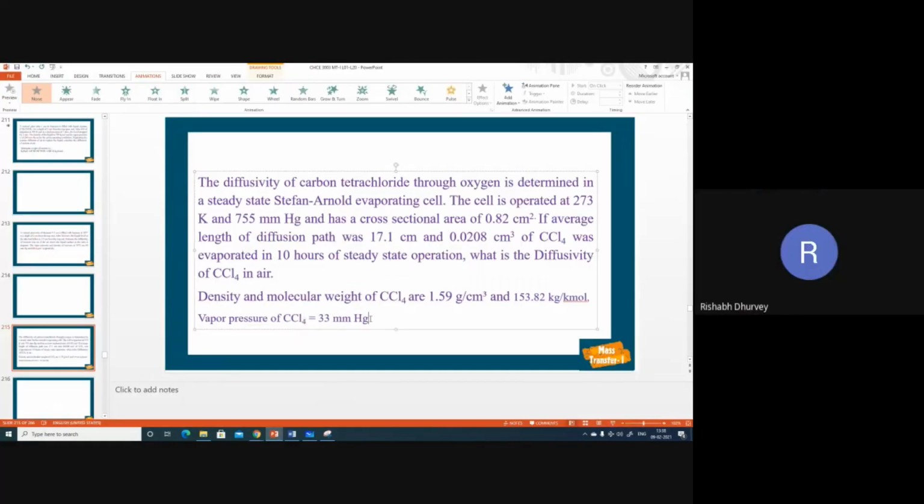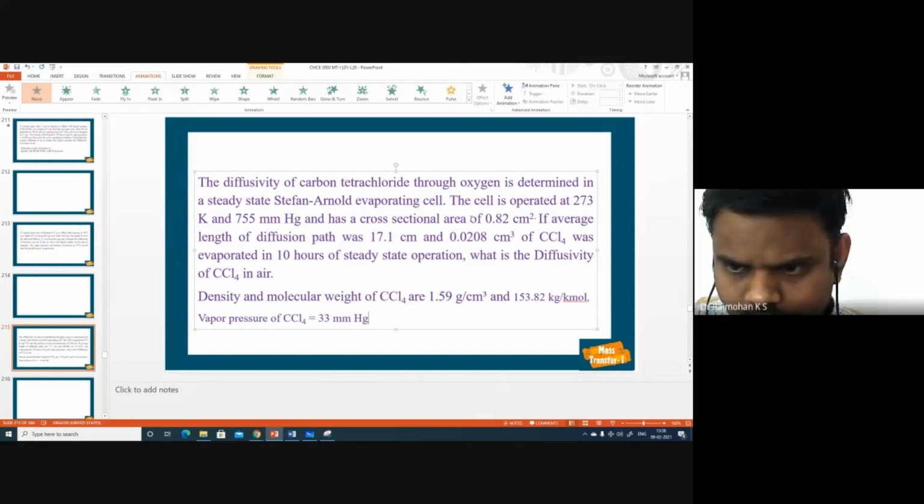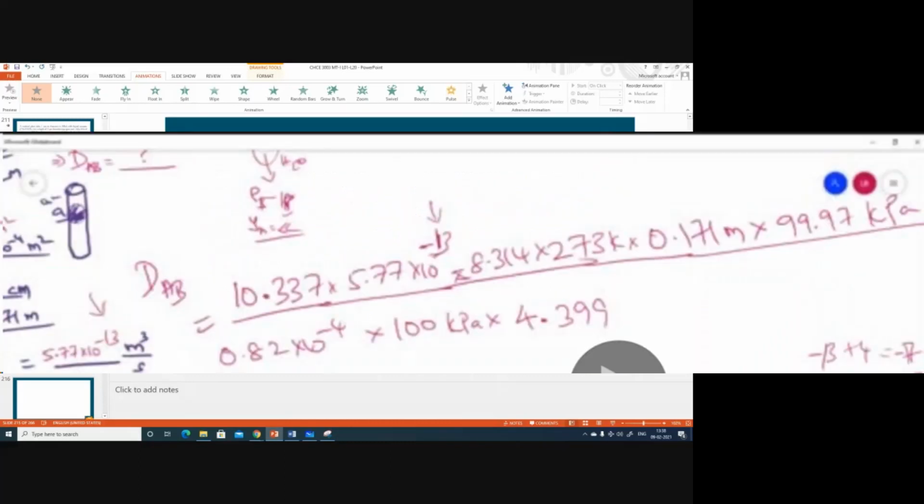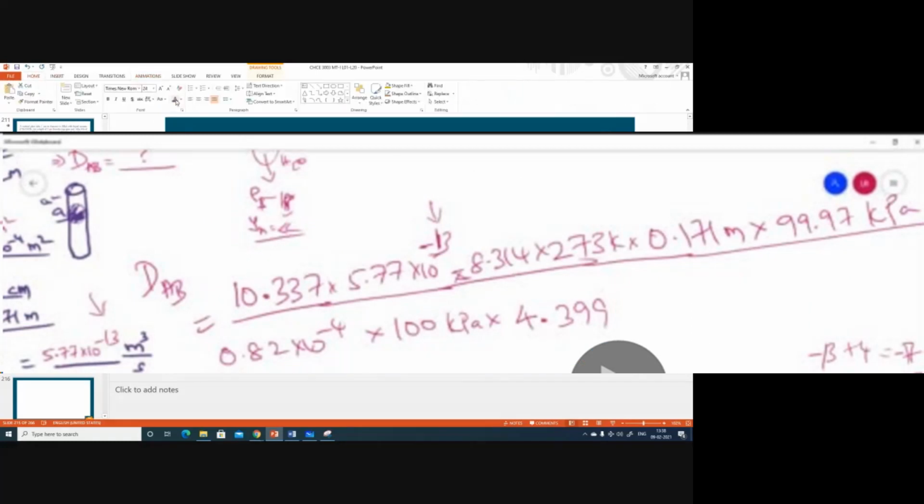Sir, can't we assume vapor pressure like 1 atm? We have to assume total pressure 1. Total pressure is one atmosphere. Vapor pressure, each substance will have its own value. Yeah, this you can make use of. Means if it is not given in the question, we have to assume 1 for the total pressure.